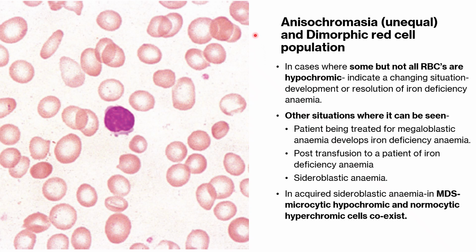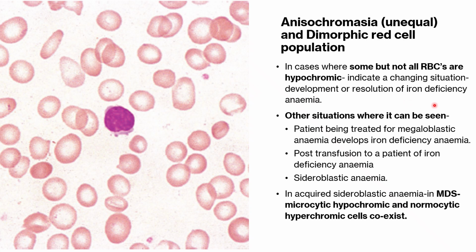Another topic we need to emphasize is anisochromasia, or dimorphic red cell population, or unequal distribution of hemoglobin in RBCs. In these cases, some but not all RBCs are hypochromic. See, this cell is relatively normal. This is hypochromic. This is hypochromic. This is also hypochromic. So two types of populations are seen, one normochromic and the other hypochromic.